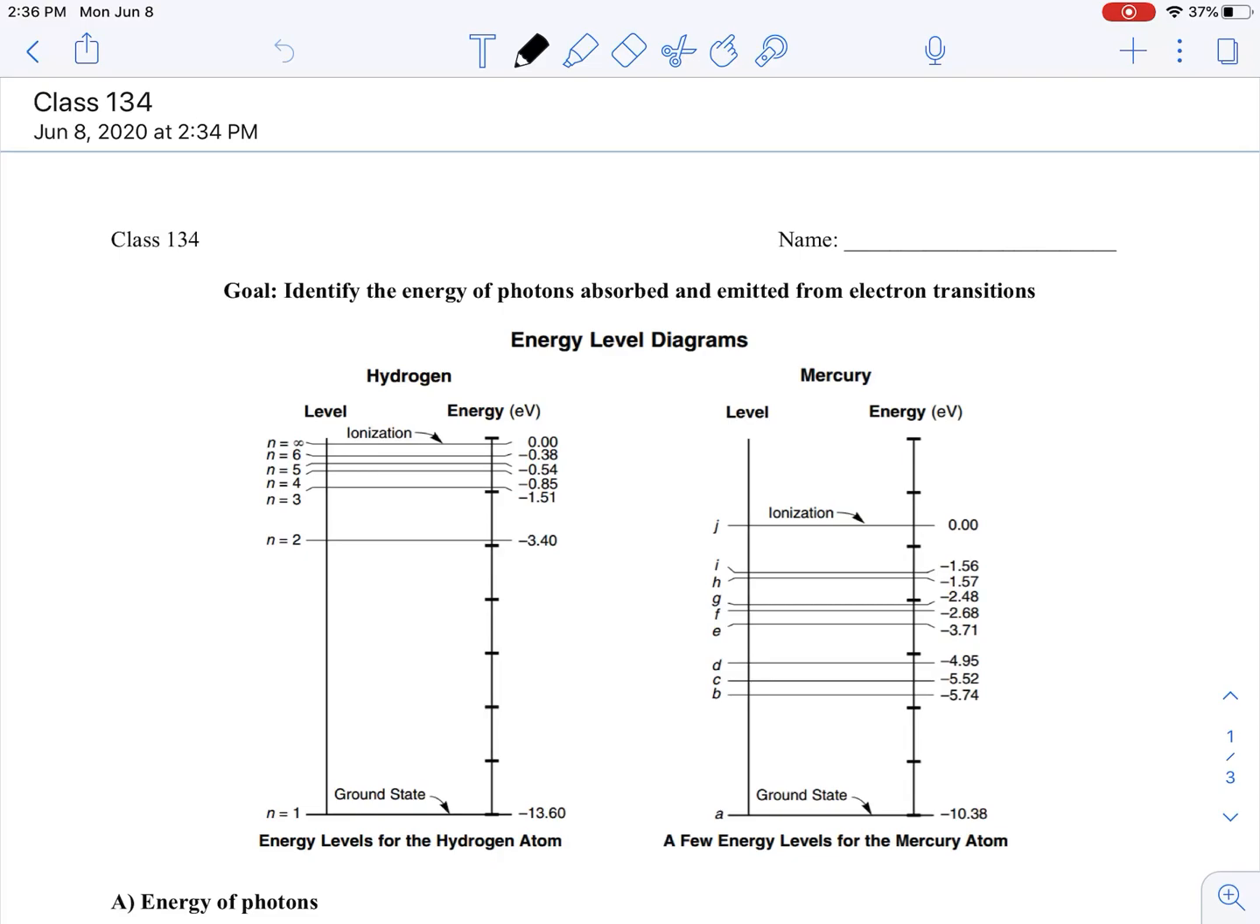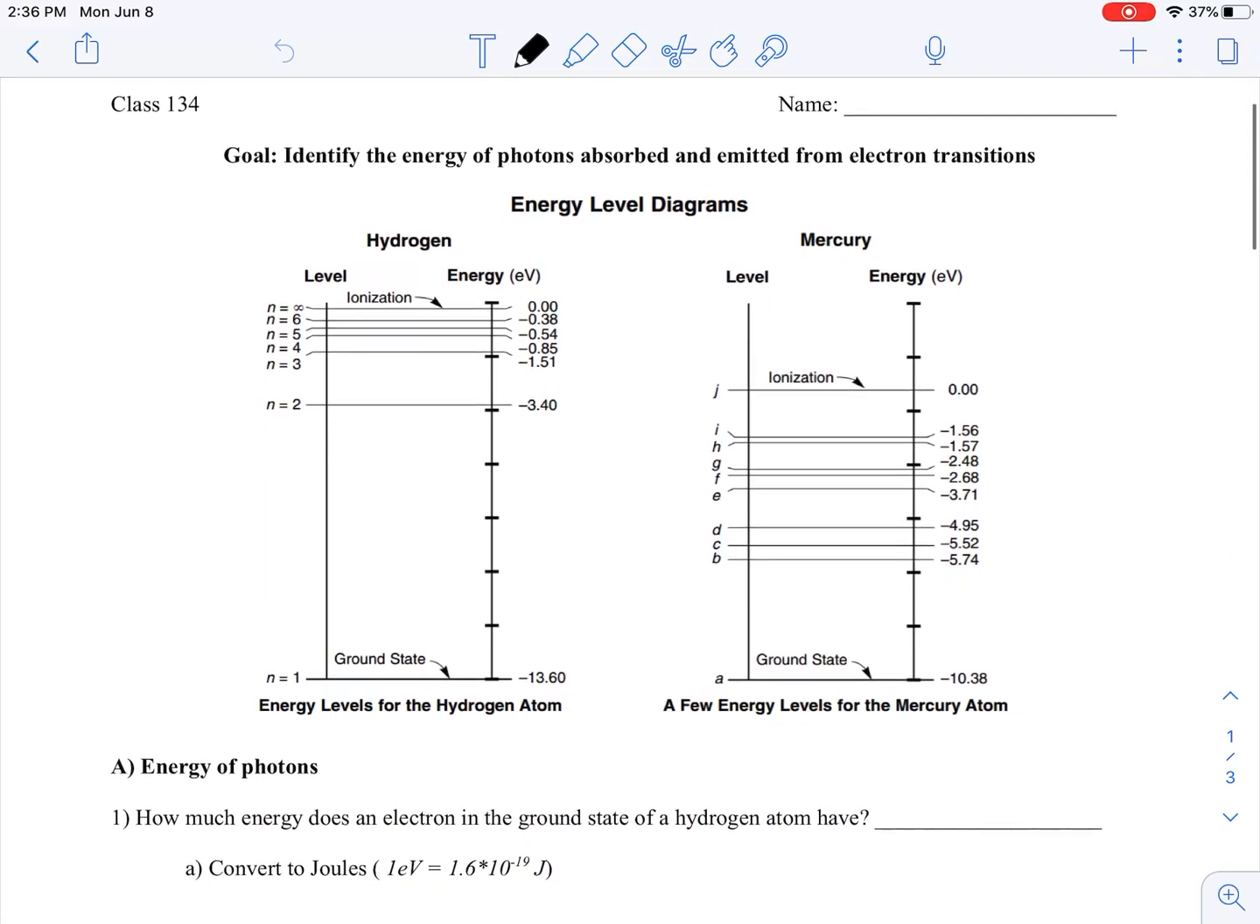So we're going to talk a little bit about what we were talking about yesterday: when a photon hits an atom and hits an electron, that electron absorbs the energy and moves up to a higher energy level. Now if we already have an electron in a higher energy level and it moves down to a lower energy level, it emits a photon. Okay? So our goal is to identify the energy of those photons absorbed and emitted from electron transitions.